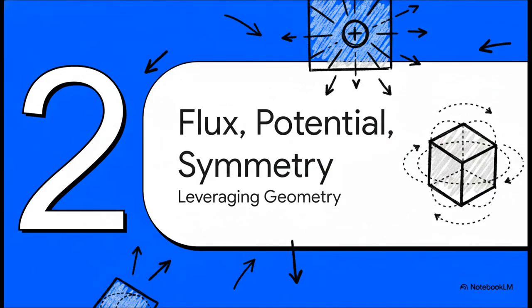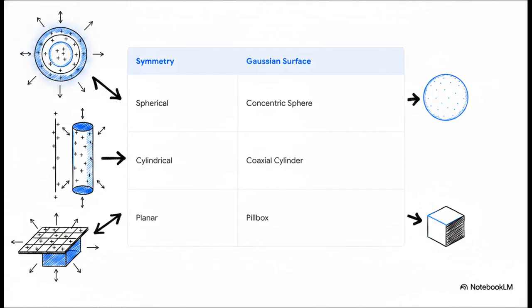Moving right along to section 2, flux, potential, and symmetry. Gauss's law is easily one of the most powerful tools in your entire toolkit, but its successful application completely depends on selecting the right surface. Mapping the distribution symmetry to the correct Gaussian surface is literally half the battle won.